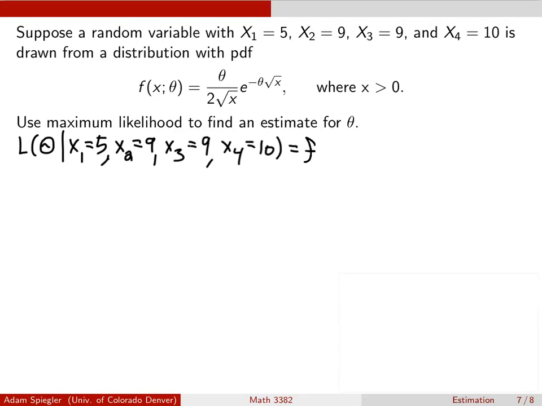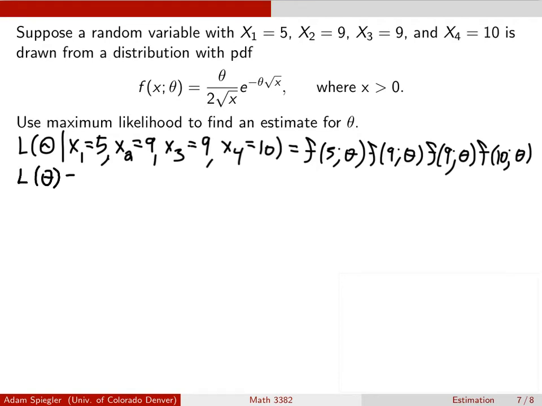So I would take the probability that my first observation would be 5. So that's f5, times the probability that my second observation is 9, times the probability that my third observation is 9, times the probability that my fourth observation is 10. So this is telling me the probability of getting 5, 9, 9, 10. And now I can use the PDF function for the distribution x. So the probability of 5 would be theta over 2 times the square root of 5 times e to the minus theta times the square root of 5.